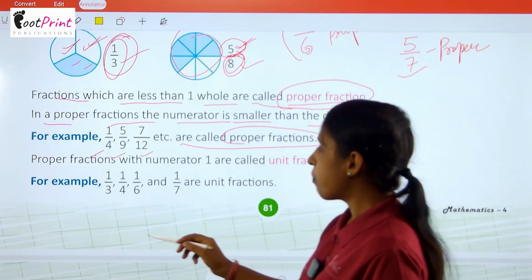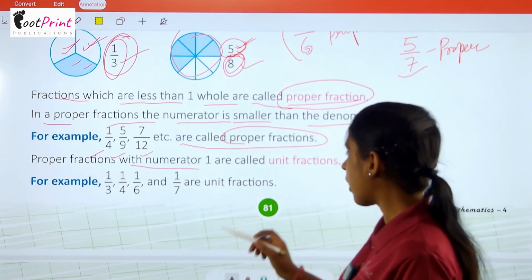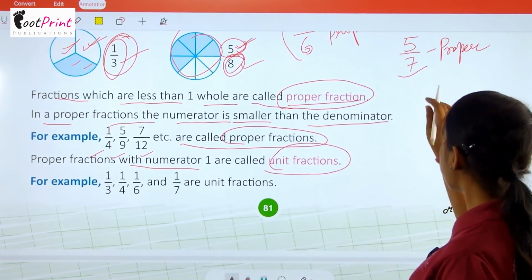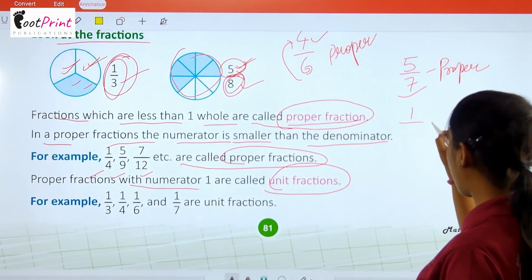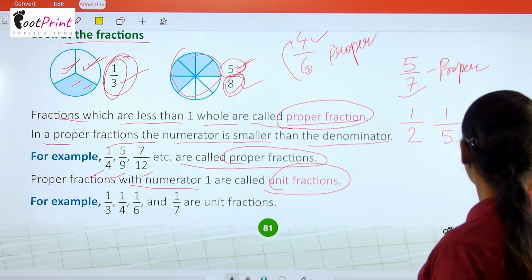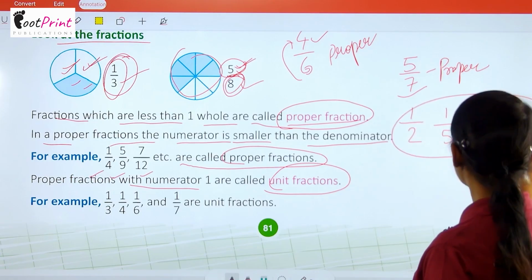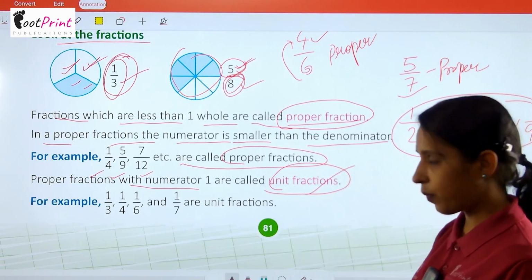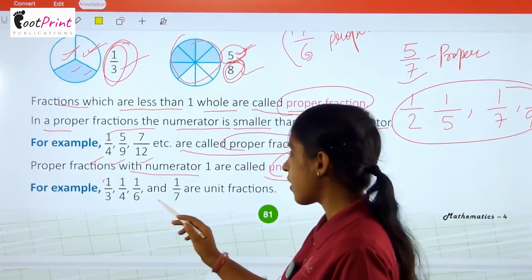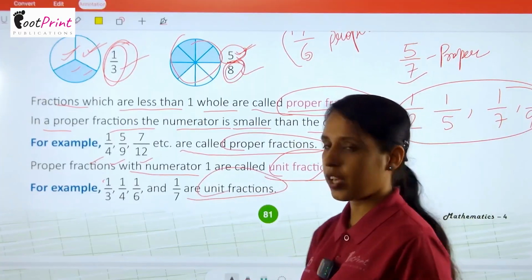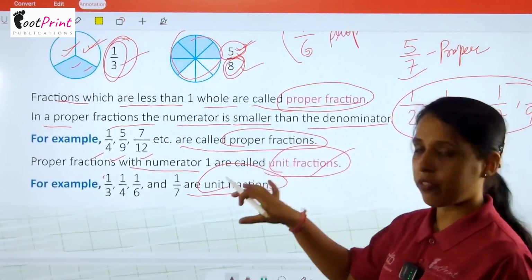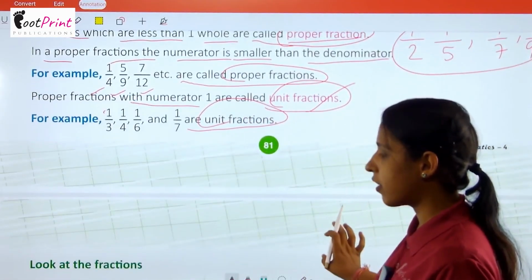Okay. Proper fraction with numerator 1 are called unit fraction. अब इसमें भी एक अलग, अगर proper fraction में जो numerator होगा अगर वो 1 आ रहा है जैसे 1/2, 1/5, 1/7, 1/9, so these fractions are called unit fraction. Okay, like 1/3, 1/4, 1/6 and 1/7 are unit fraction. ये क्या है unit fractions है. Okay. So I hope proper fractions and unit fractions has clear to you.